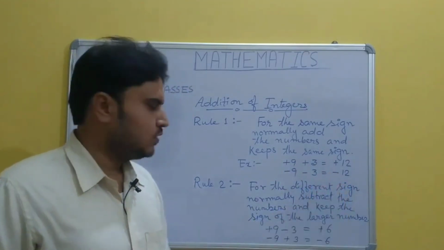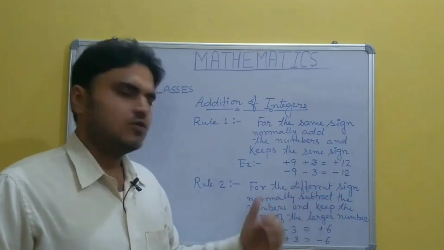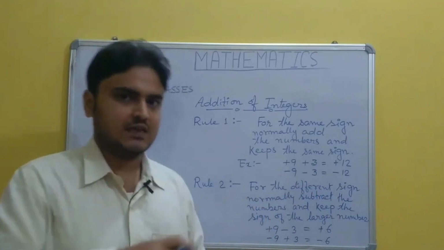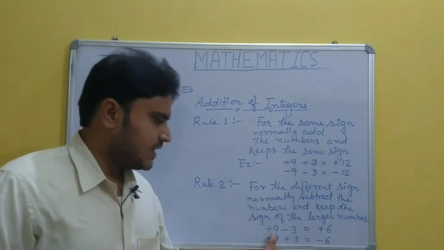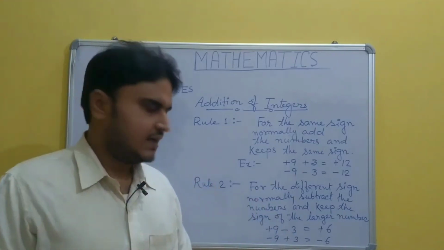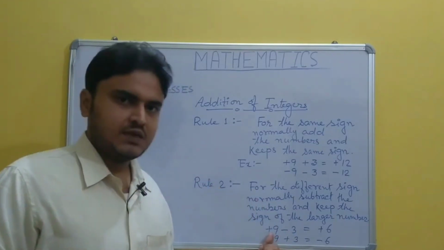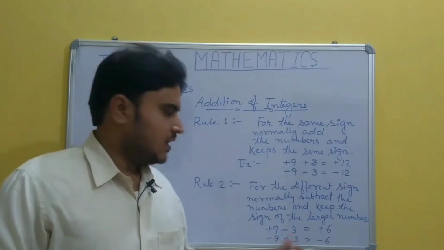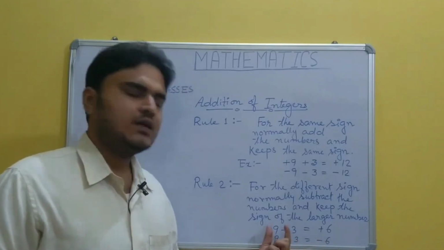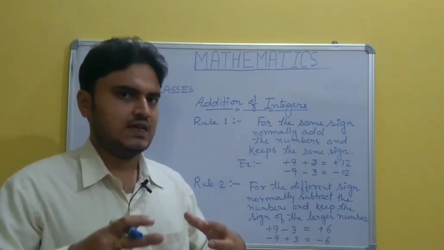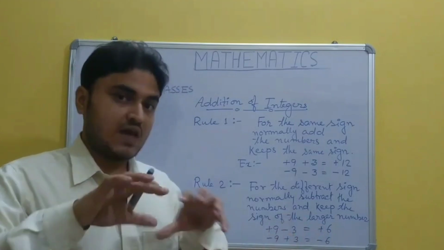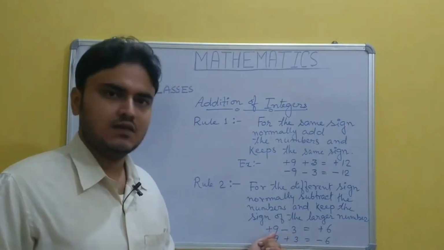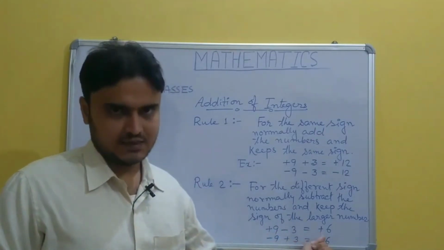And for rule number 2: for different signs, normally subtract the numbers and keep the sign of the larger number. For example, here we have two different types of integer: one is positive integer plus 9 and the second is negative integer minus 3. Normally we subtract 9 minus 3, we get 6, and we keep the sign of the larger number. Here the larger number is 9, so the result is plus 6.